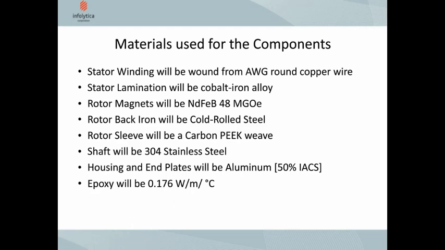Our back iron is going to be cold rolled steel. Our rotor sleeve is actually made of a carbon PEEK weave. The shaft will be made out of 304 stainless. Our housing and end plates will be made of aluminum. And any epoxy that we choose to use is going to be of the highest grade epoxy with respect to thermal conductivity. I've shown here the overall value of 0.176 watts per meter per degree C.